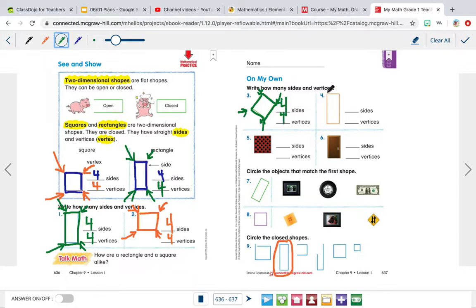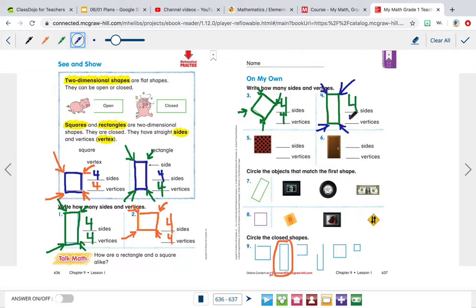Then for number 4, let's see. This rectangle has 1, 2, 3, 4 sides. And it has how many vertices? 1, 2, 3, 4.